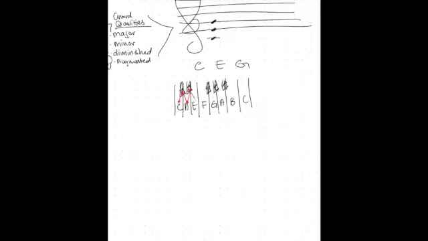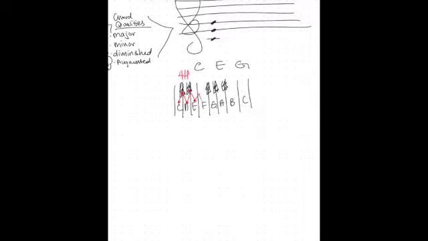If I was to go from C to E, that is 4 half steps. If I was to go from E to G, that is 3 half steps. You could also call this 2 whole steps. You could also call 3 half steps 1.5 whole steps. There are other names for this. C to E is also a major third, and E to G is a minor third.